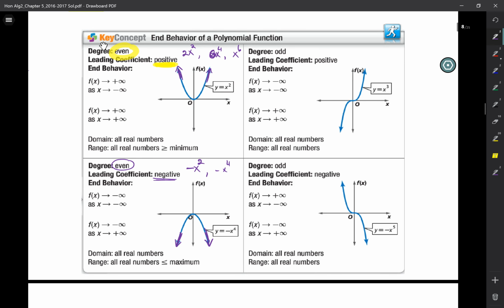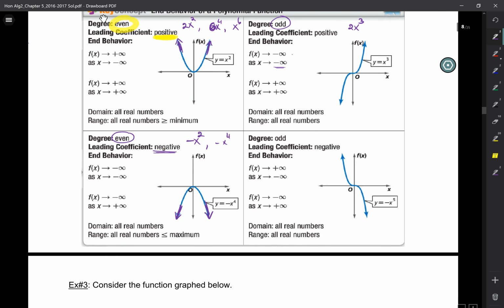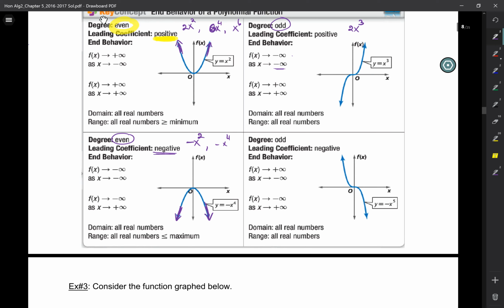Okay, now suppose you have an odd degree. So suppose you have 2x to the 3. All right, on the right side, it goes up, and on the left side, it goes down. So as x approaches negative infinity, f of x approaches negative infinity, and so on and so forth. Does it matter whether the leading coefficient is even or odd? No, it matters if the leading coefficient is positive or negative. Right, as x approaches positive infinity, f of x approaches positive infinity.